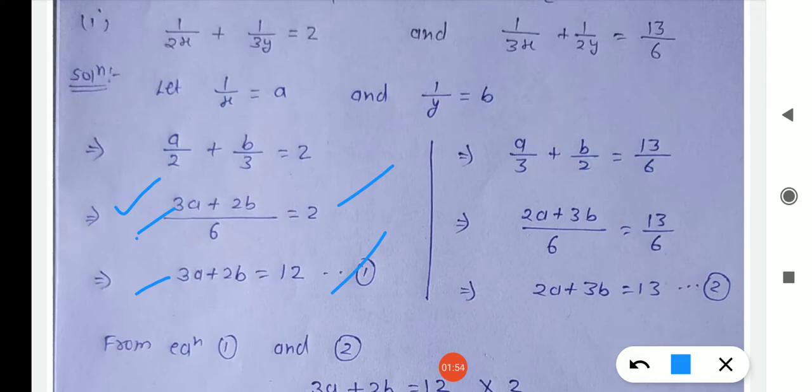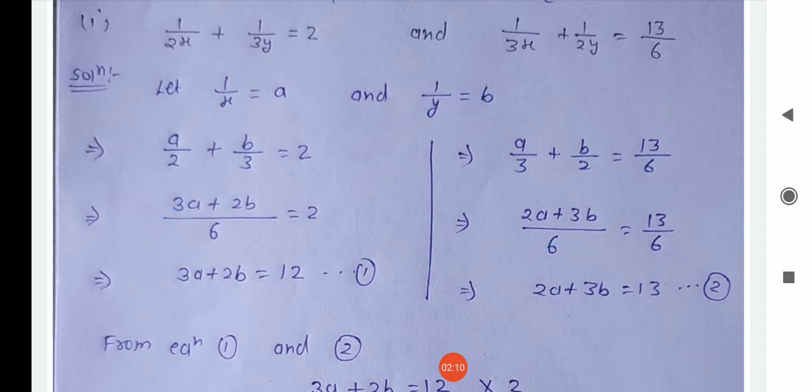Now similarly here, the LCM of 3 and 2 we get 6, so it becomes 2a plus 3b upon 6 equal 13 upon 6. So 6 and 6 cancel out, and simply your equation is 2a plus 3b equal 13. This is our equation 2.